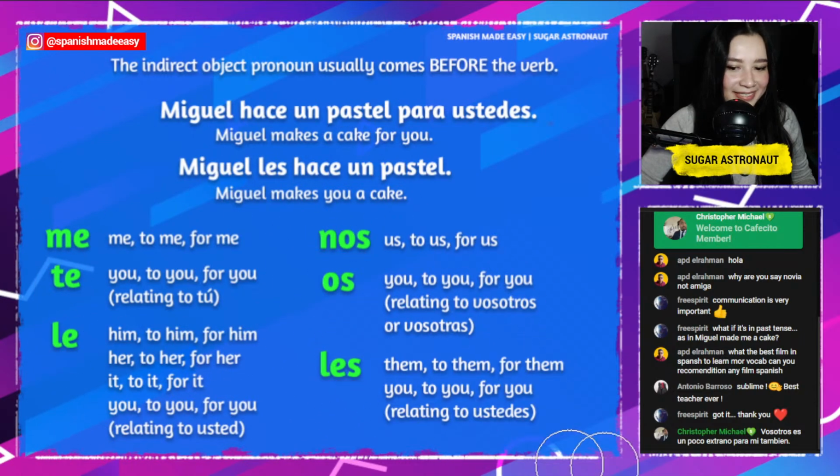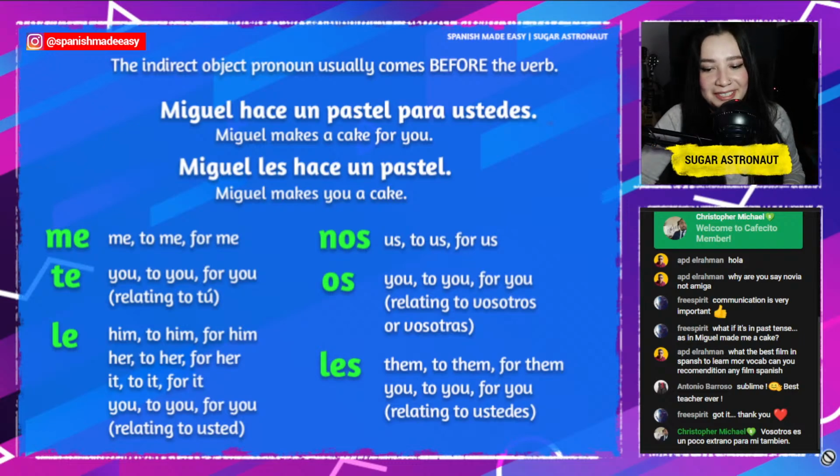Now, there are a few other rules, guys. It can get more complicated. Okay, so Christopher Michael says, vosotros es un poco extraño para mí también. Yes, I know vosotros can be tricky, but if you are not interested in the Spanish from Spain, then you're gonna be fine. I have videos about vosotros, but yeah, it can be tricky. I know, Christopher. I agree.